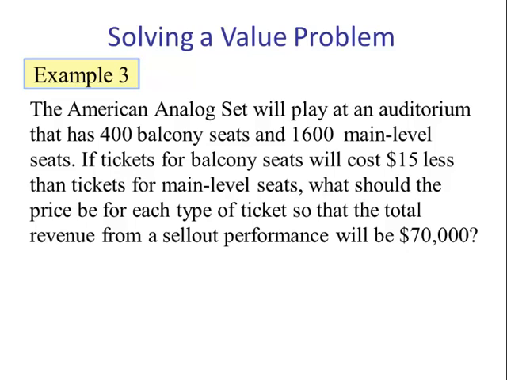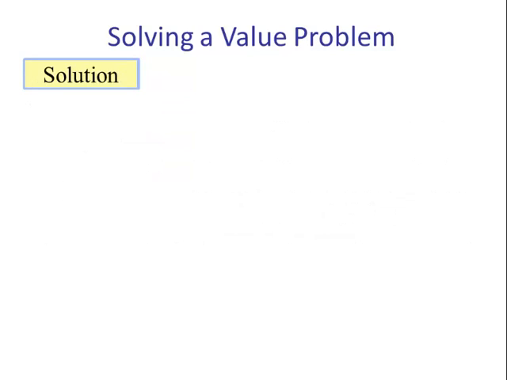main level seats. If the tickets for the balcony seats cost $15 less than the tickets for the main level seats, what should the price be for each type of ticket so that the total revenue from a sellout performance will be $70,000? So our first step is to define the variable.